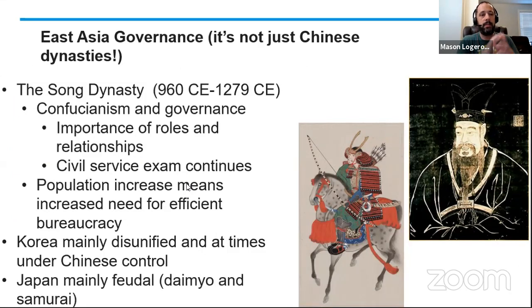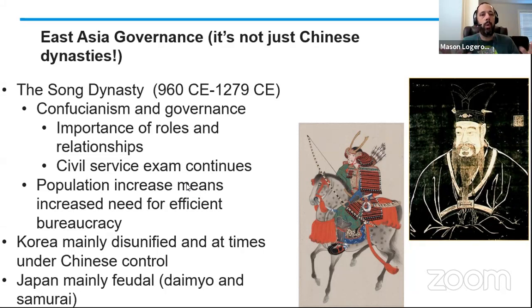All right, so that's South Asia and Southeast Asia. Let's jump over to East Asia. And we're talking about East Asia governance. Notice I put here, we're not just talking Chinese dynasties. Yes, those are obviously important, but that's not the only thing going on in East Asia.